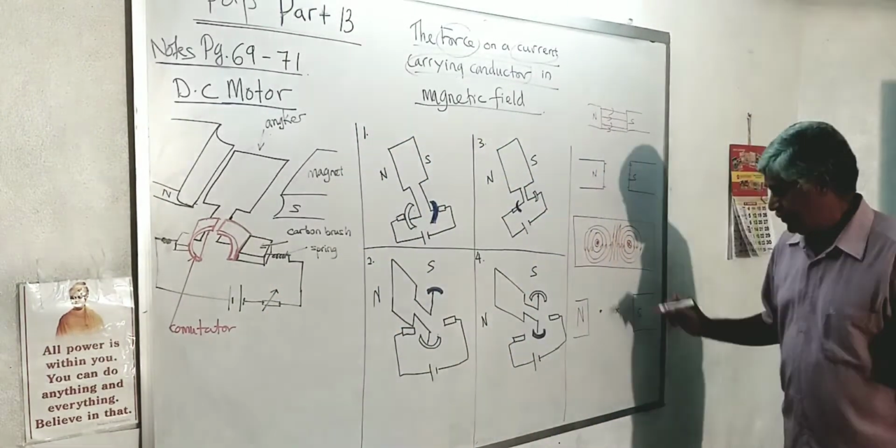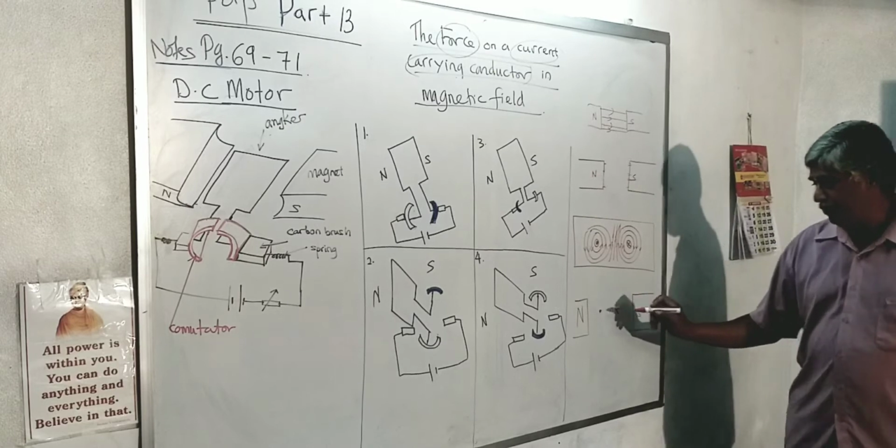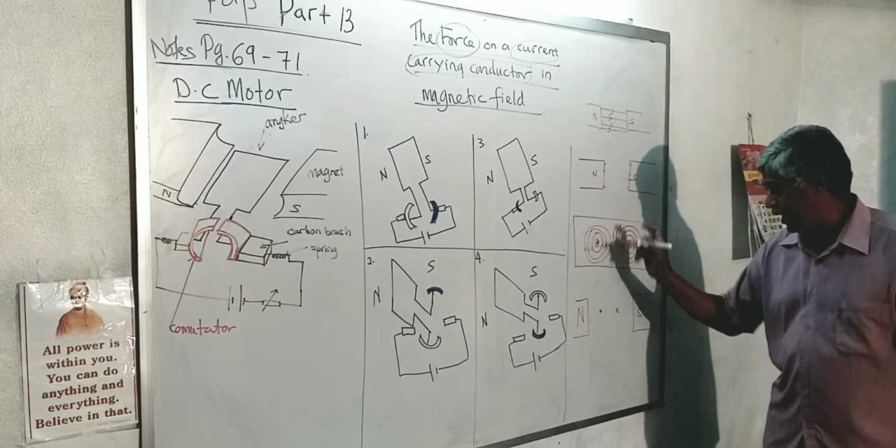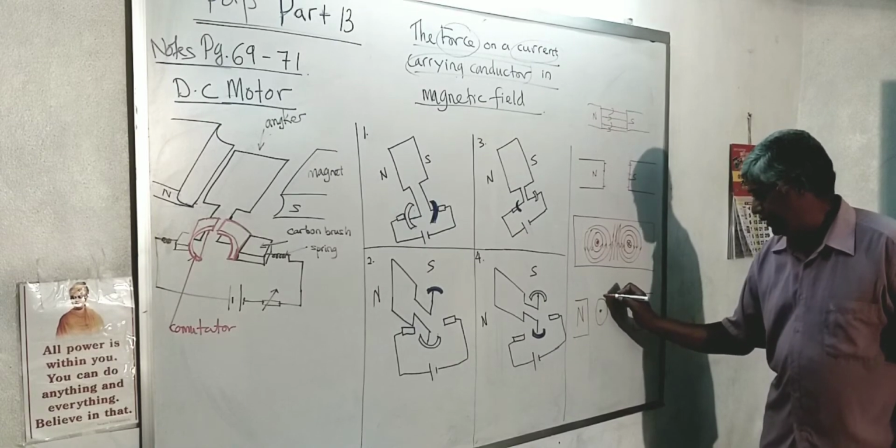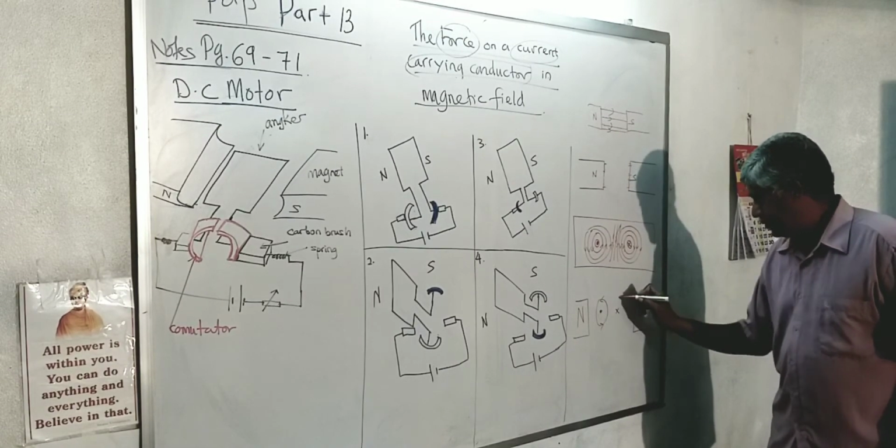So as you look here, the magnetic field, I just draw one line first. As you can see here, this is anti-clockwise, this is clockwise.